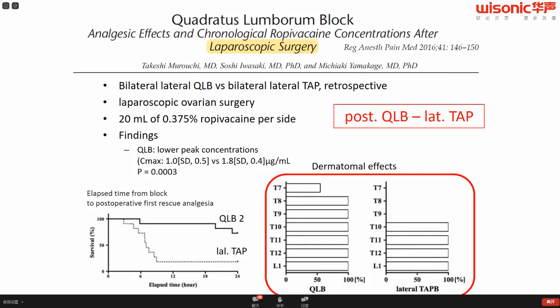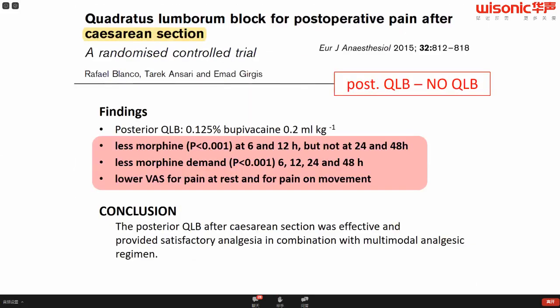We also have some studies here for laparoscopic surgery. The comparison of the posterior quadratus lumborum and the lateral transverse abdominis plane block shows the time until first rescue analgesia was used was much longer for the posterior quadratus lumborum block compared to the lateral TAP block, and also you can see here that the thoracic dermatomes are more often blocked with the quadratus block.